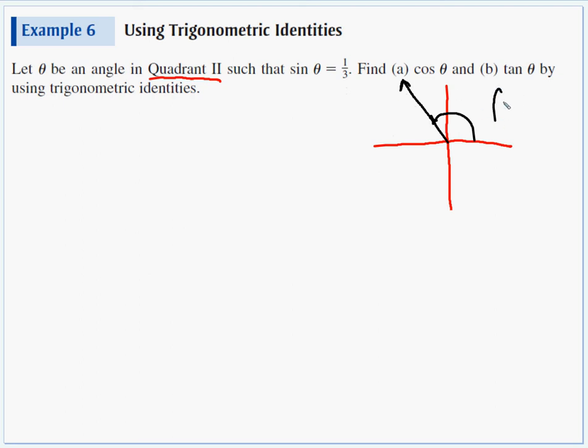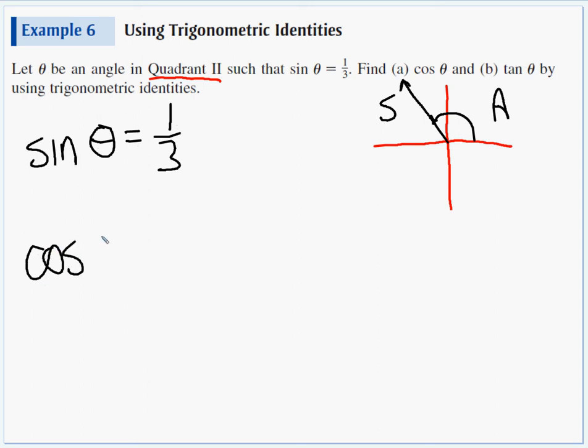And notice this is all students. So in this quadrant, yes, sine is positive. So sine is 1/3. We want to find the cos, and we want to find the tan. Now, it's very easy to forget to figure out if they're positive or negative, so let's do that first. So here we are in quadrant 2. Sine is positive, and so is its reciprocal cosecant, and that means everything else is going to be negative. So when we find cos, it's definitely going to be a negative value. When we find tan, it's also going to be a negative value.